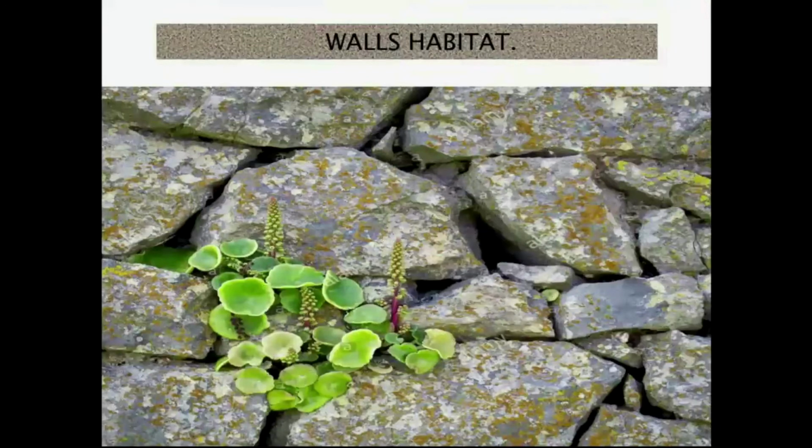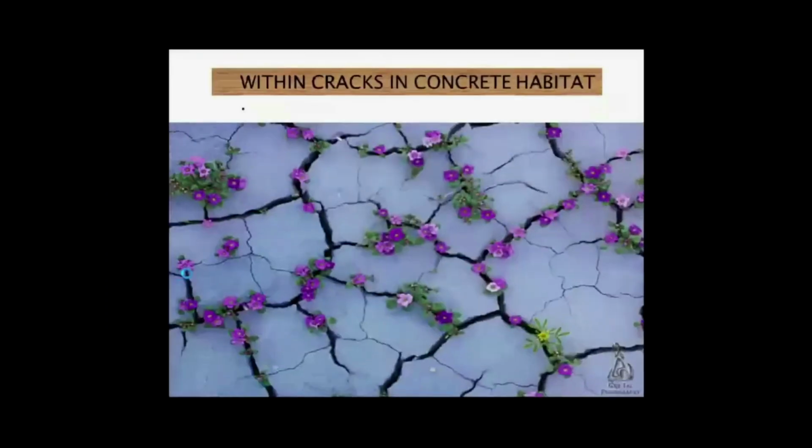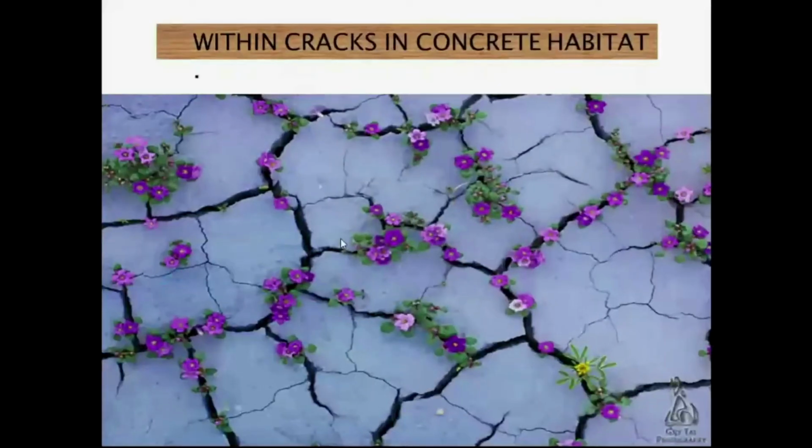Then we have walls, inhabited by different types of plants. You can see different plants growing inside them. So these plants have a habitat named wall habitat. Then we have the trunks of the trees habitat. In certain trunks of the trees, a plant can grow or a bird can make a nest. So this is what, their habitat. Habitat of what? Habitat of small birds and small plants.